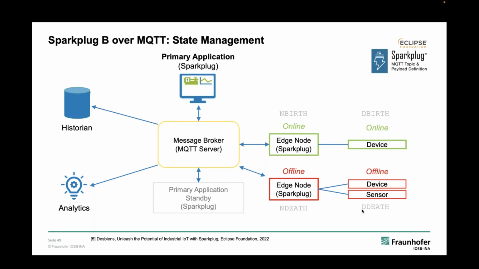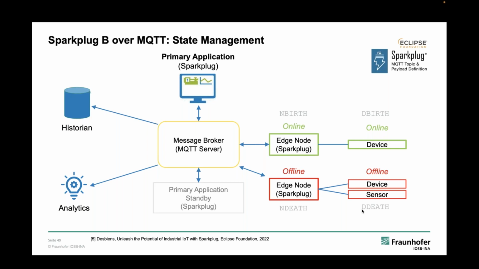Okay, let's look at the state management in Sparkplug-B, coming back to our architecture that we already saw. State management, as we said before, is about the online or offline status of our devices and our edge nodes. And there, these birth and death certificates are used.